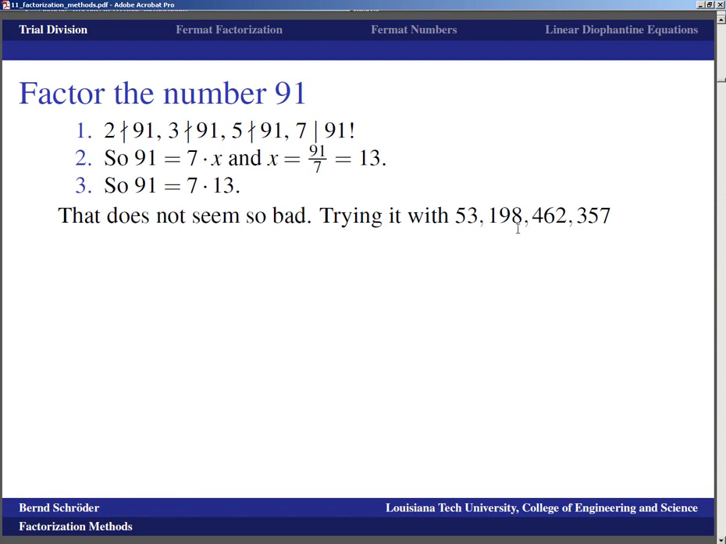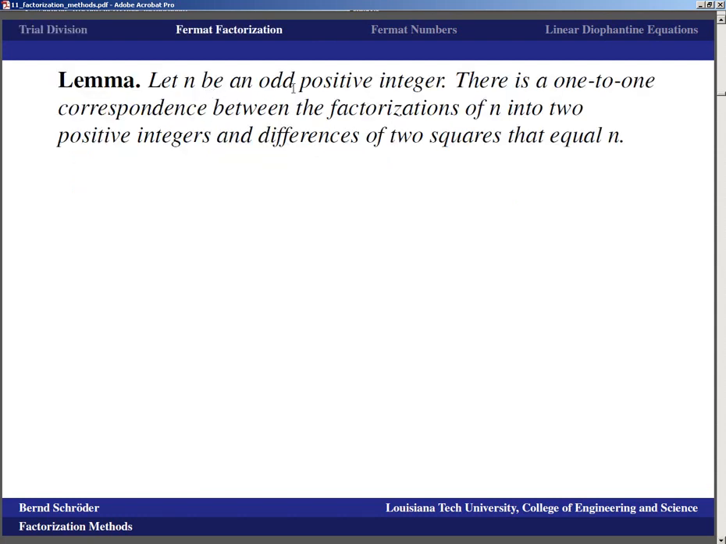53,198,000,198. We talk about Fermat for factorization. Basically, if you've got an odd positive integer, and we really are only worried about odd numbers, because even numbers are composite by default, for those numbers there is a one-to-one correspondence between the factorization of n into two positive integers and the differences of two squares that equal n, and that goes like this.